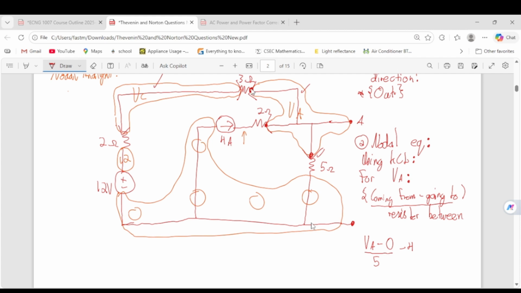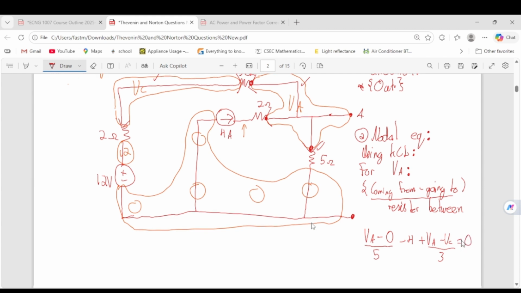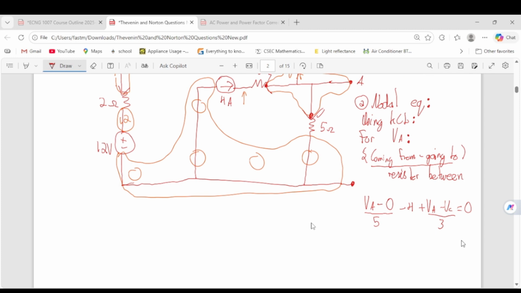And then up here, same thing: you're coming from VA and you're going to VC. So we're coming from, minus where we're going to, divided by the resistor in between, which is 3. So we have 1, 2, 3 endpoints, and you just make it equal to 0. Yeah, and it's a good rule of thumb to simplify it one time.